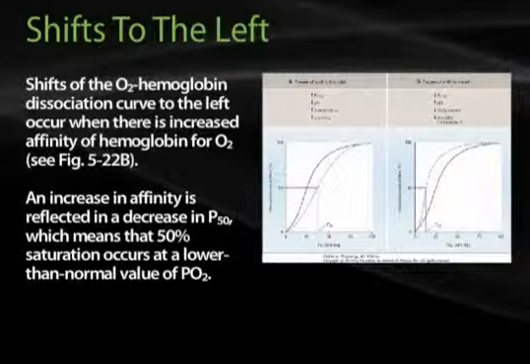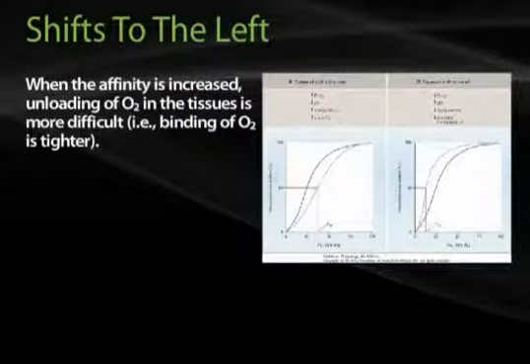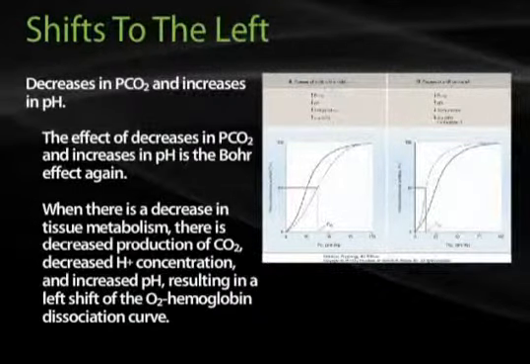Shifts in the oxygen-hemoglobin curve to the left occur when there's an increased affinity of hemoglobin for oxygen, associated with a decrease in the P50, meaning that the 50% saturation point of hemoglobin occurs at a lower than normal value of PO2. So when the affinity is increased, unloading of oxygen is more difficult. The binding of oxygen is tighter.